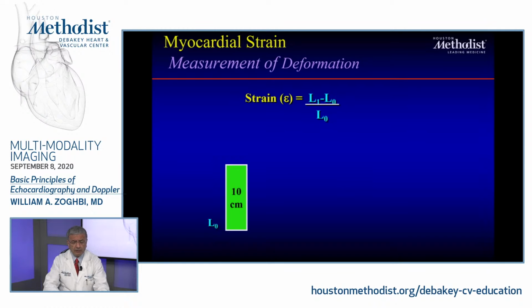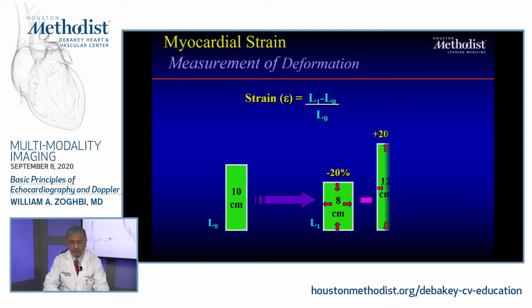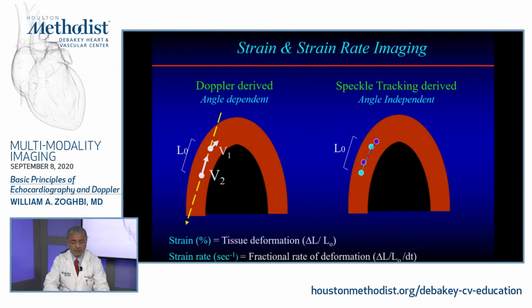And what is strain? Strain is how much deformation has occurred compared to the baseline. So if you have a 10 centimeter length that has shrunken down to 8 centimeters, you have a strain of minus 20% because you decreased. If it's stretched, it'll be a positive number, 20%. If there's no change, strain is down to 0.